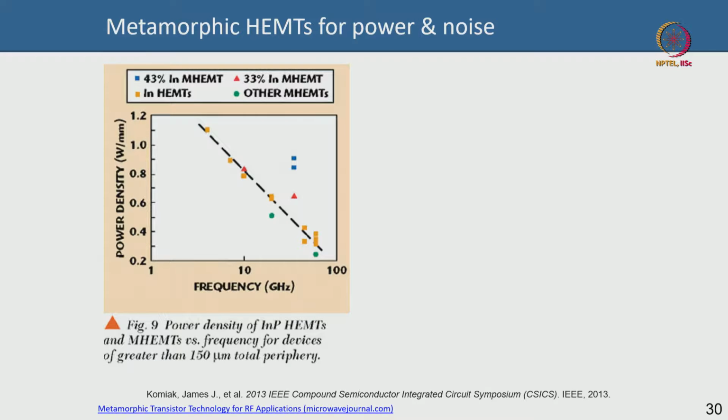So, here you can see that this is your indium phosphide HEMT. Okay. This is your indium phosphide HEMT, this is a power density, watt per millimeter, as a function of frequency. Okay. And you can see this is your metamorphic HEMT, it is much higher than this. Okay. This is your 44% indium containing metamorphic HEMT, this is your 33% indium containing metamorphic HEMT. Still metamorphic HEMT is very good, as good or equal to or better than. In fact, this is much better, of course, the metamorphic HEMT here is much better, right. The green ones are other metamorphic HEMTs, and these are all indium phosphide. This line is basically for indium phosphide HEMT, metamorphic HEMT is much better than that.